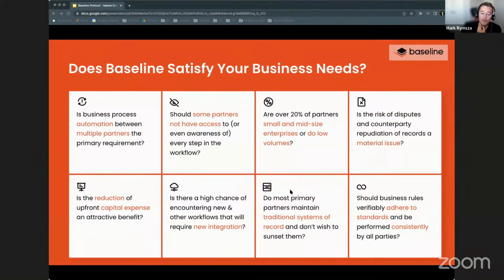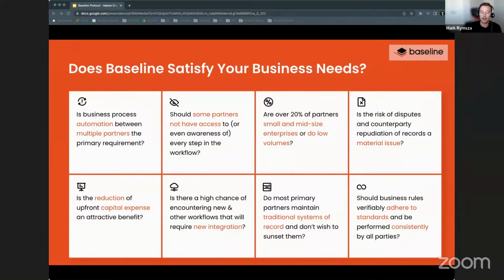Another big one is if most primary partners maintain traditional systems of record and don't wish to sunset them. A lot of companies don't want to set up a public and private blockchain to coordinate. They want to use their traditional systems of record, their databases, their ERP systems, what have you, and coordinate using those. So I think those are two big ones.